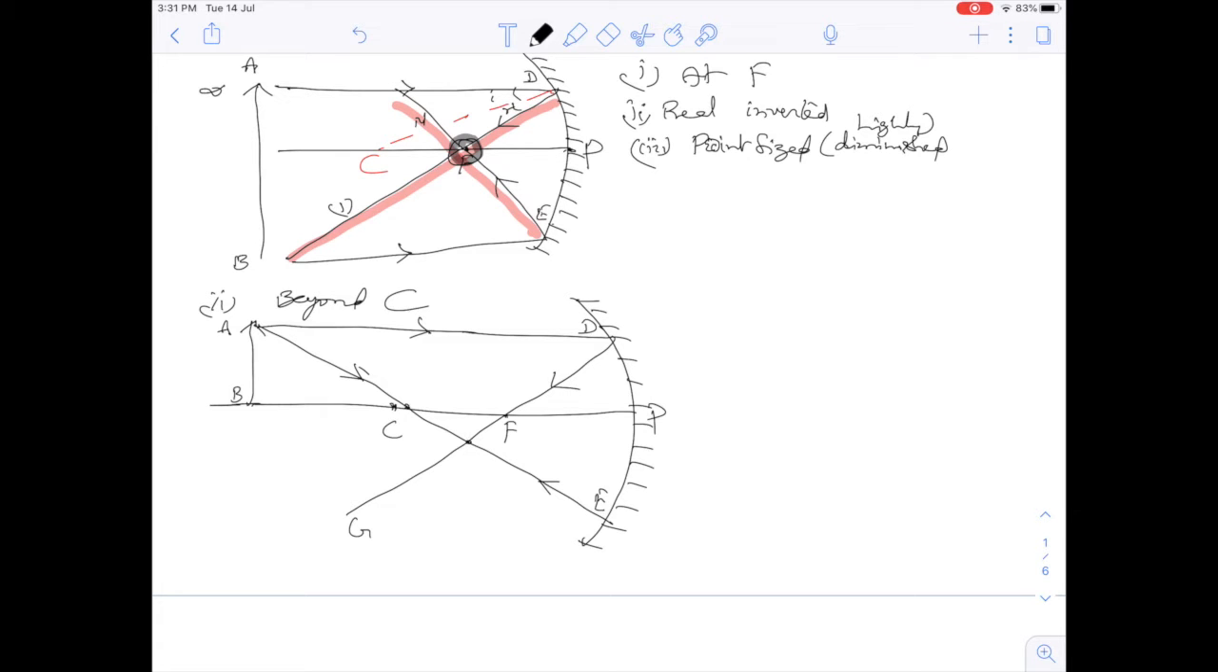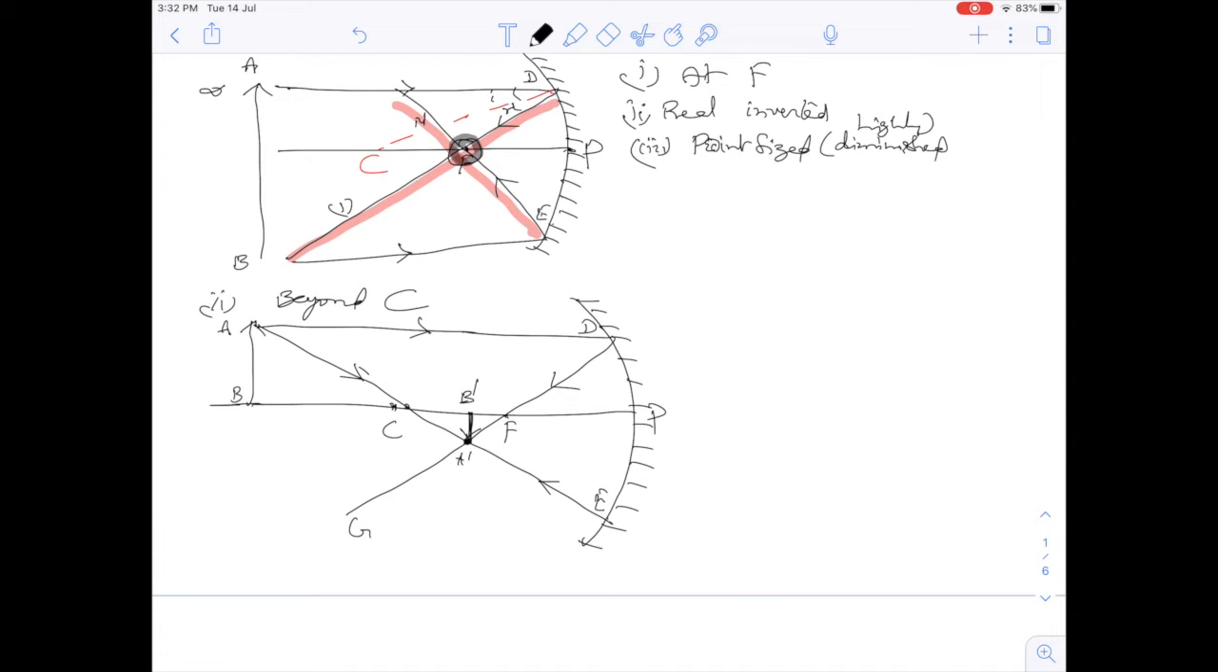Now this is the point of intersection of the two reflected lights. What are the two reflected lights? One coming from D, reflecting from the mirror and passing through F, and another one reflecting from the point E, passing through this point and coming back again through C. So this is the point. Now this is our image position. So the image is, I will write, B dash A dash.